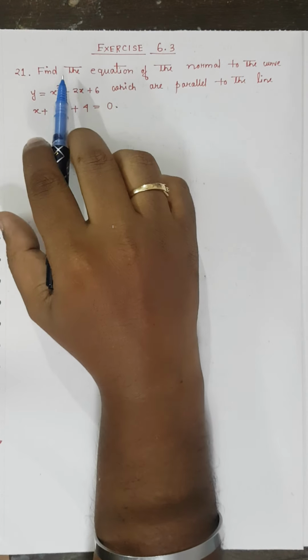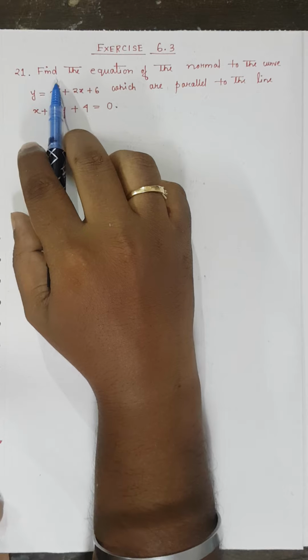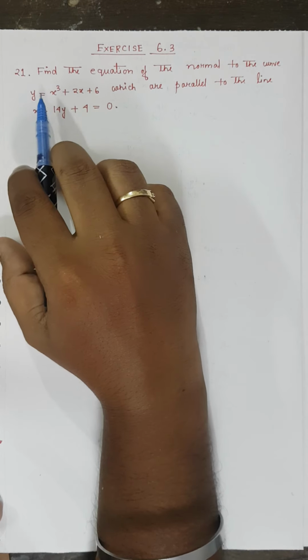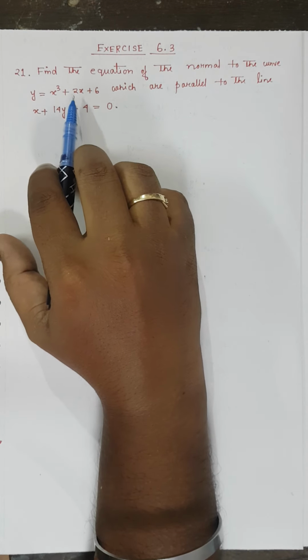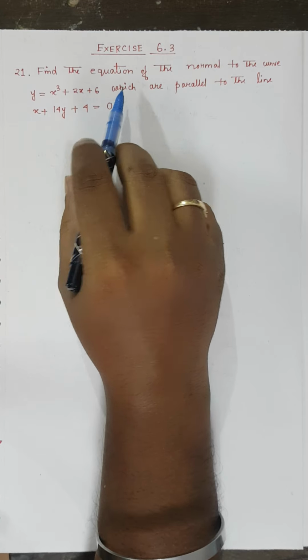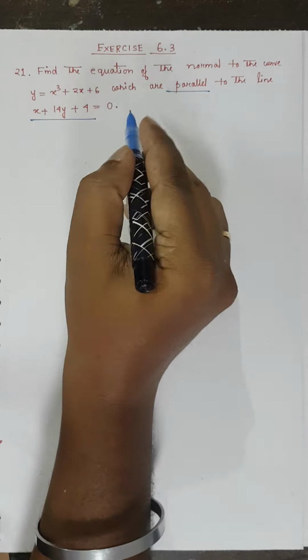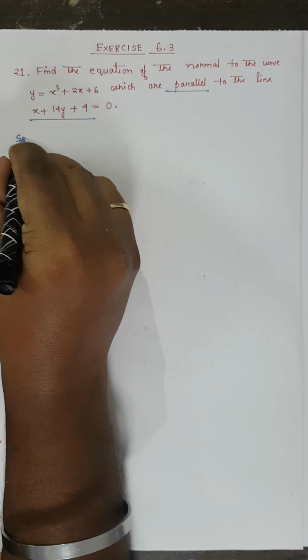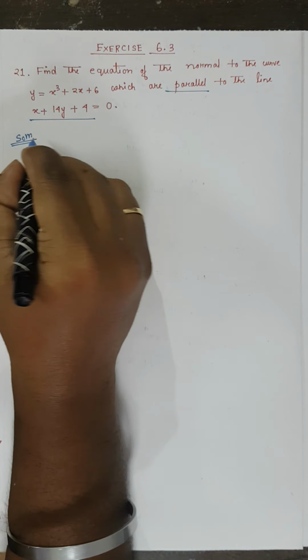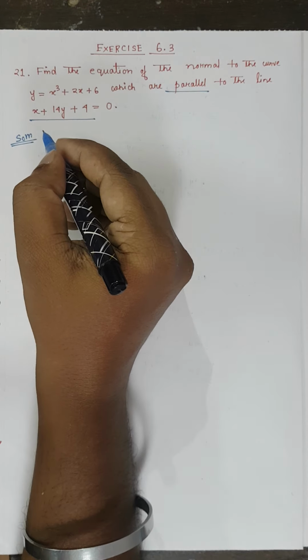Exercise 6.3, question number 21. Find the equation of the normal to the curve y is equal to x cube plus twice x plus 6, which are parallel to the line x plus 14y is equal to 0. Solution. To find the equation of normal, we need to find its slope.